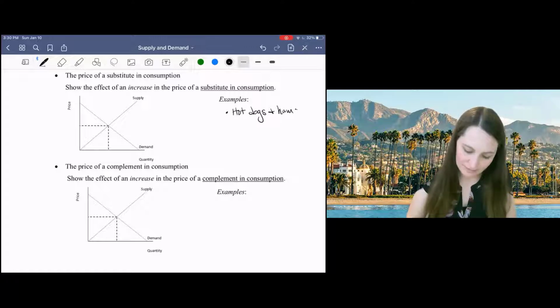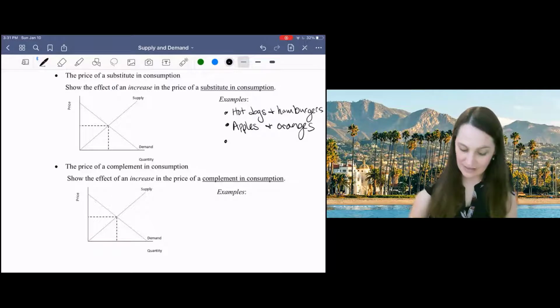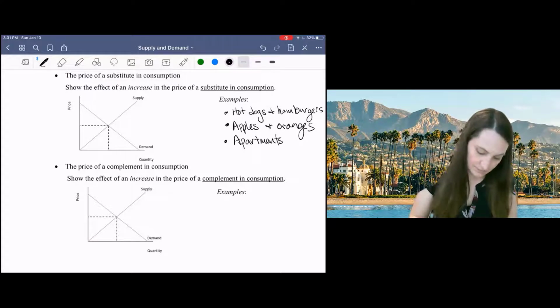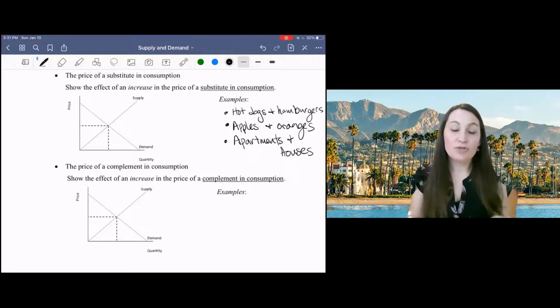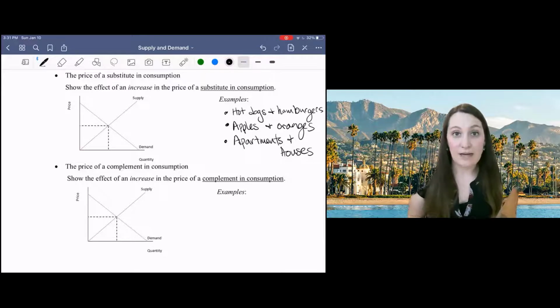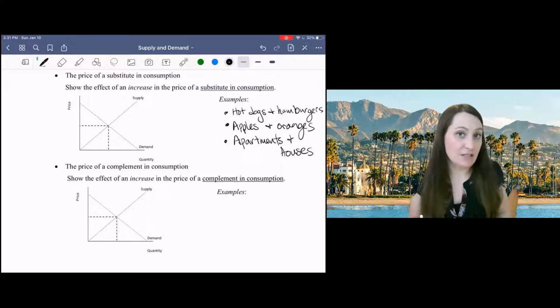For your cookout. Or maybe different types of fruits, apples and oranges. Or maybe apartments and houses. You'll notice that these are two different goods in the same general category, where consumers might choose one over the other. So how does the price of a substitute affect demand for a product?